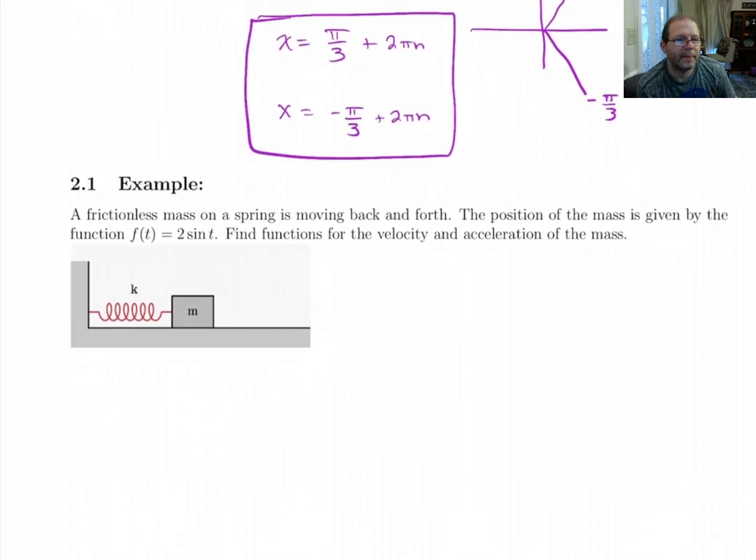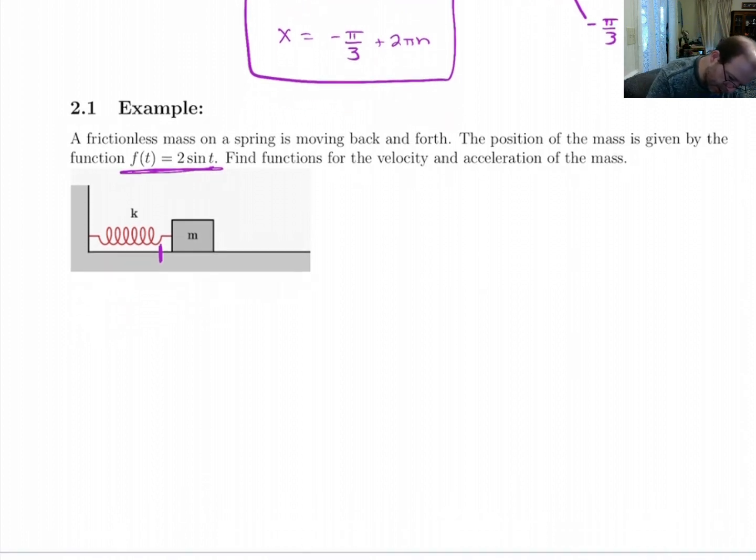All right, one more. A frictionless mass on a spring is moving back and forth. I've got a picture here, and basically it's like you pull the mass out, and when you let go, it springs back and forth. If it's frictionless, it would go forever. But anyway, that's getting into the physics of it. It says the position of the mass is given by this function here. And if you want to get technical about it, that's the position relative to the natural length of the spring. So find the functions for the velocity and acceleration.